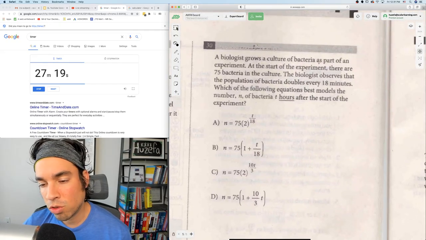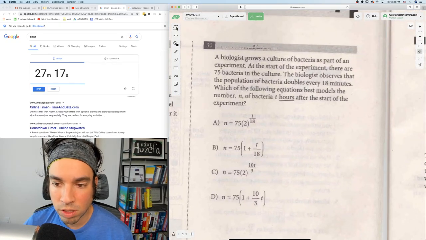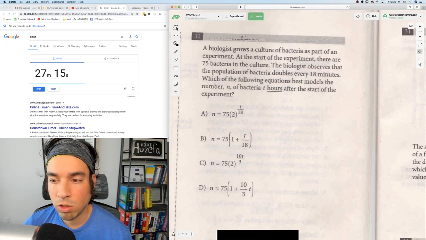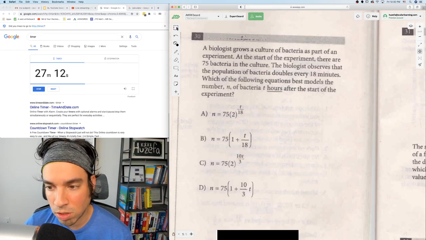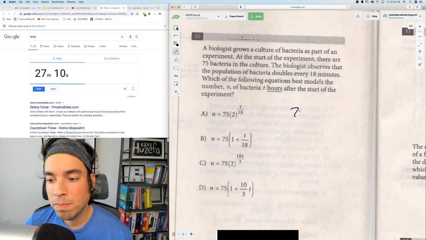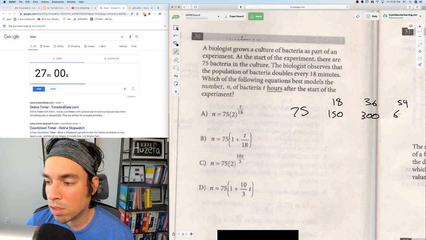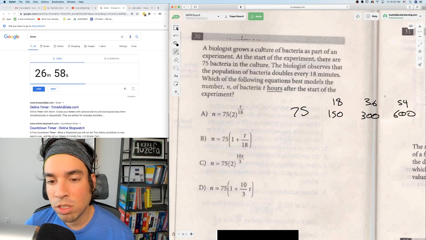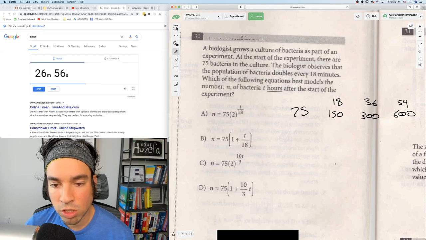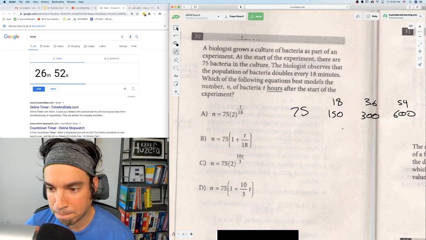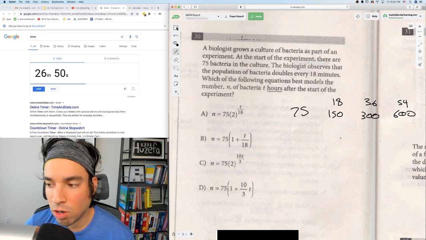30. A biologist grows a culture of bacteria as a part of an experiment. At the start of the experiment, there are 75 in the culture. The biologist observes the population of bacteria doubles every 18 minutes. 75, then 18, 150, 36 would be 300. I always like to do this. I think this is a great strategy. Then 54 is 600. Okay. Which of the following equations best models the number N of bacteria T hours after the start of the experiment?